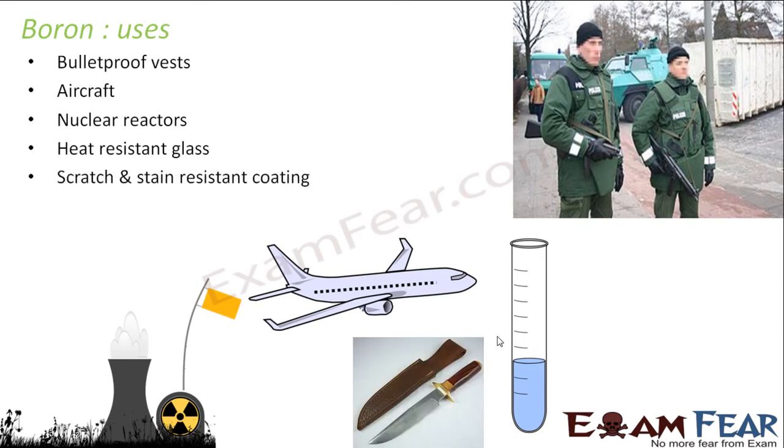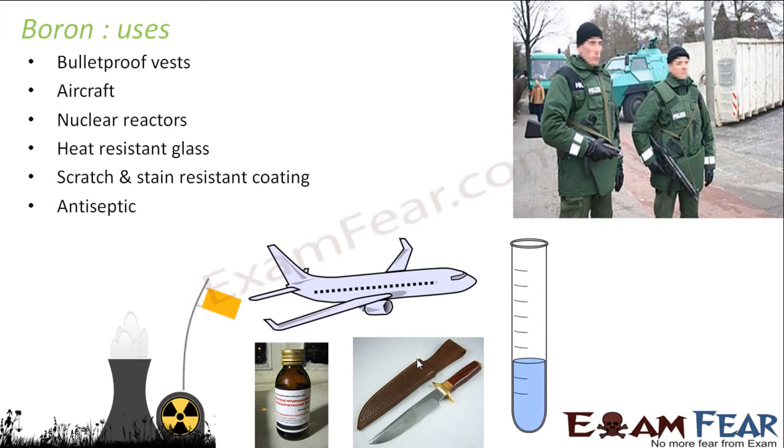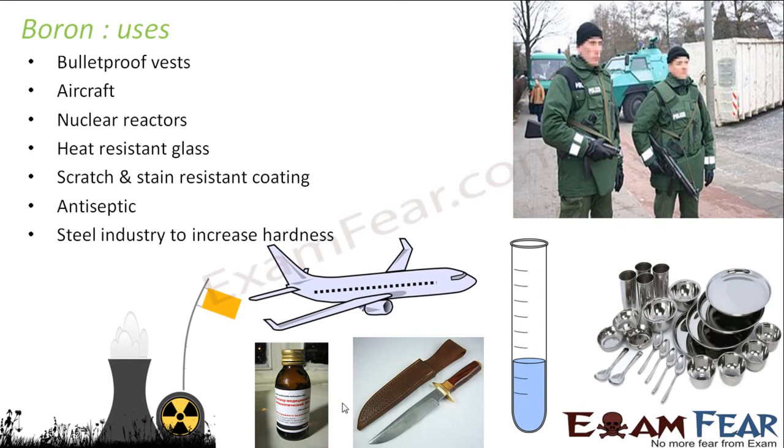They are also used to create stain and scratch resistant coating. All these utensils and items you see in the market, a lot of them have a very scratch resistant coating, and this is done using boron because boron is very hard. Boron is also used to prepare antiseptics. It is also used in the steel industry to increase hardness, because the critical quality of boron is hardness, right? And that's why it is used in most places, right? It is used in the bulletproof industry because it's hard.